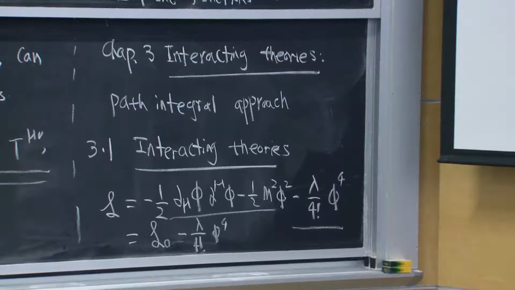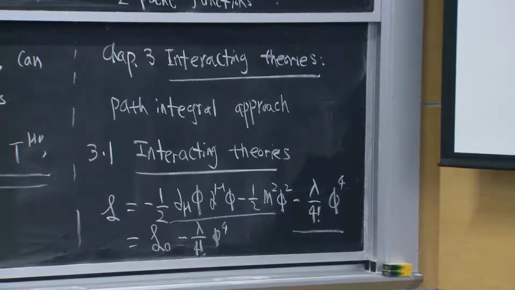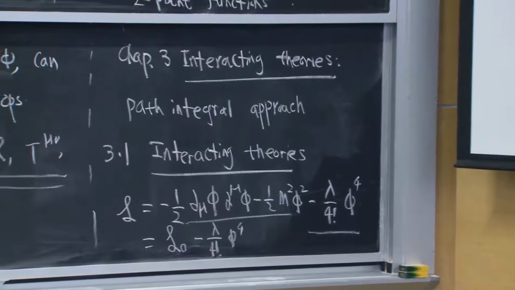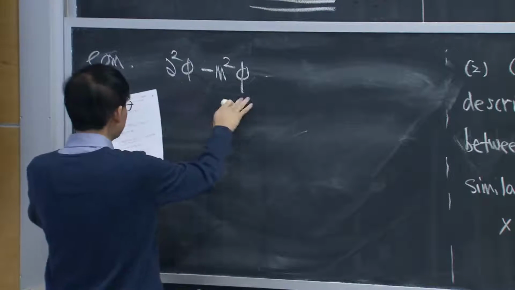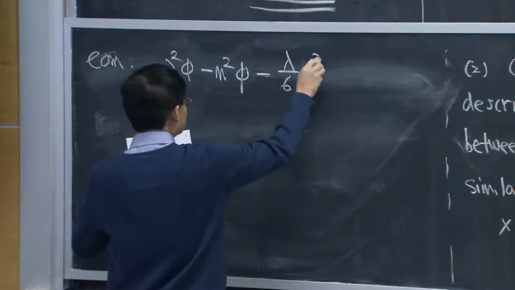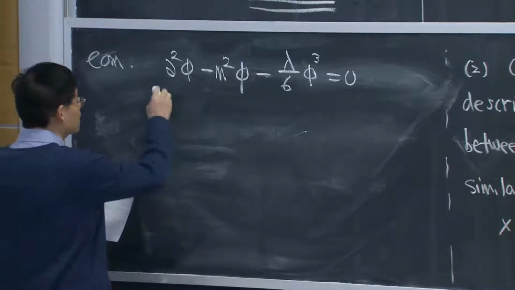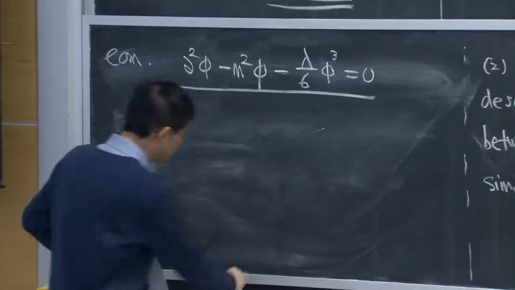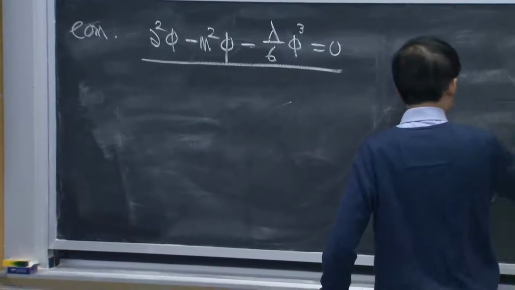So now when you write down the equation of motion, the equation of motion is very simple. You just get partial squared phi, plus m squared phi. So this is the free theory part. And now you have a nonlinear part, the phi cubed. So now you have a nonlinear equation.